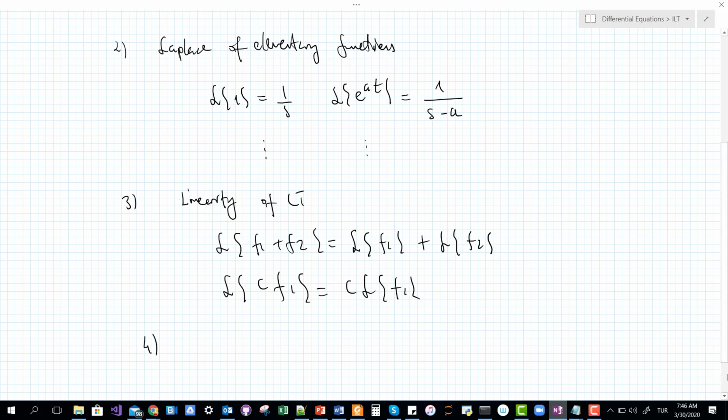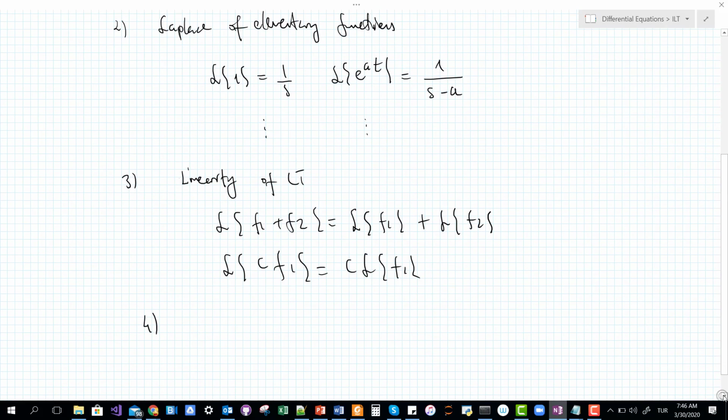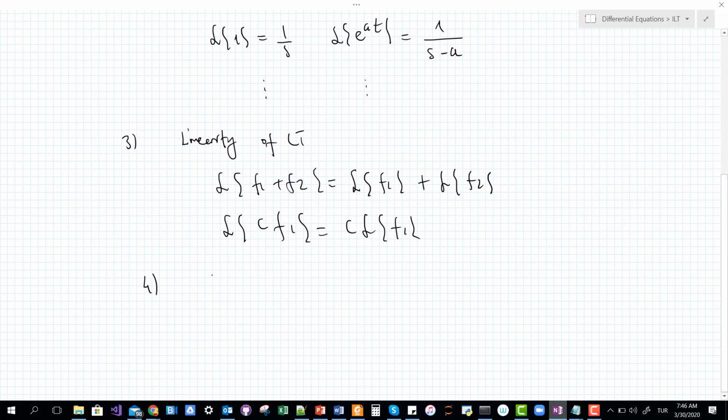We learned a lot of other things besides these rules. If you remember, when you are given the Laplace of any given function, let's say you have a function and you know what the Laplace is, then the Laplace of this shifted function is going to be just the shifting version of the Laplace of f.